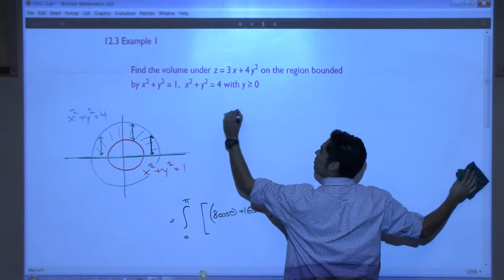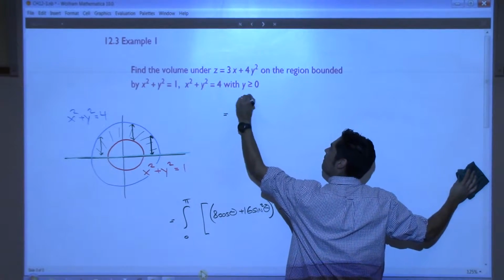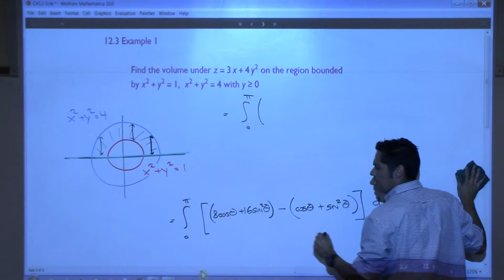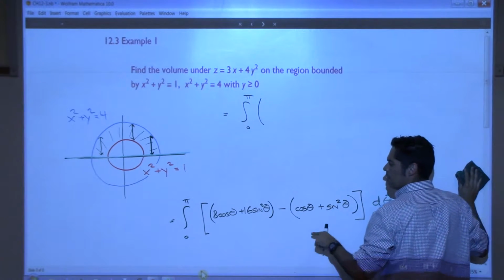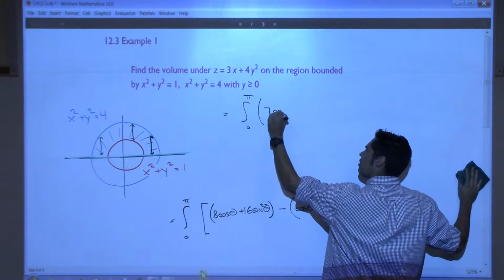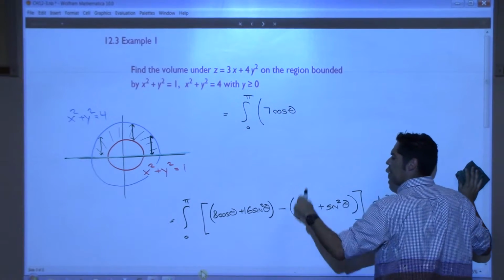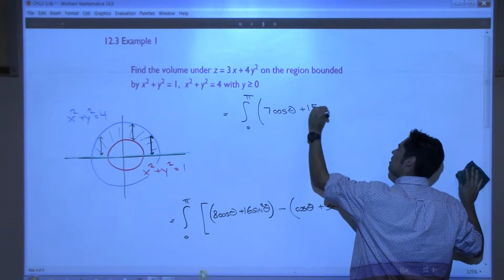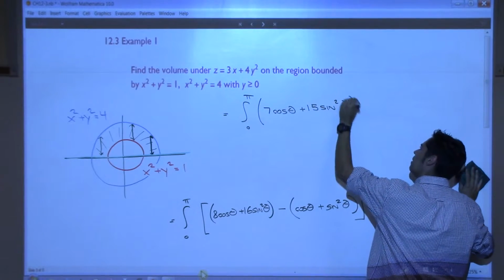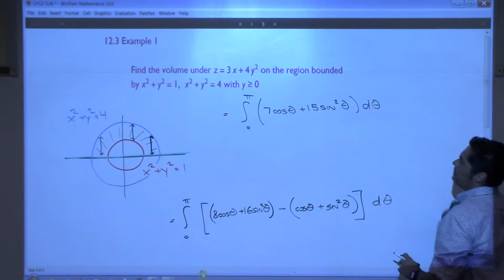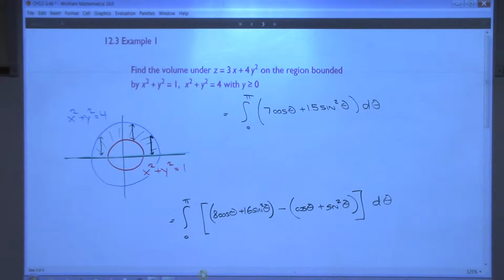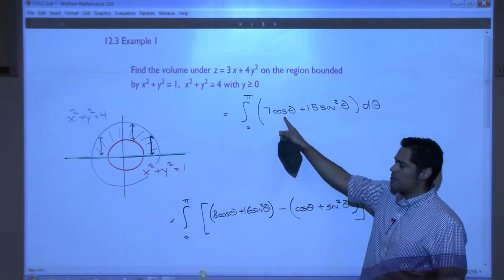So we have equals integral 0 to pi. How many cosine thetas do we have? 7 of them. 7 cosine thetas. And then 15 sine squared theta d theta. And now we're back in Cal 2. So I think the first one's pretty straightforward, right? Antiderivative of this is straightforward.